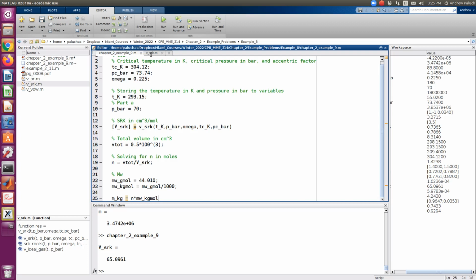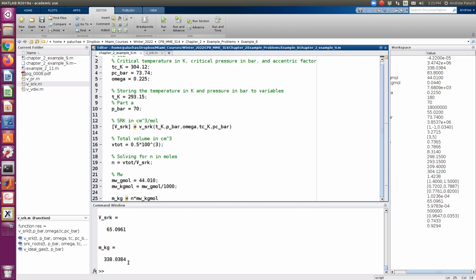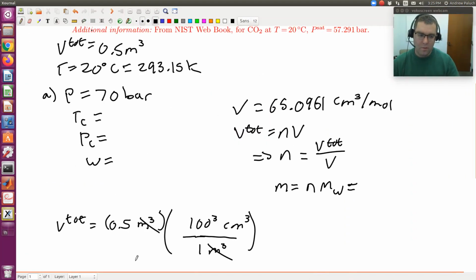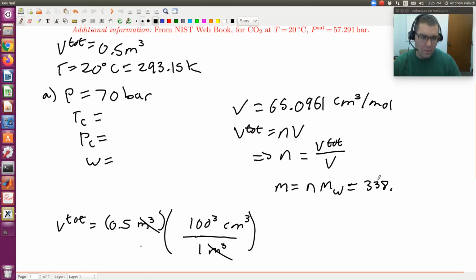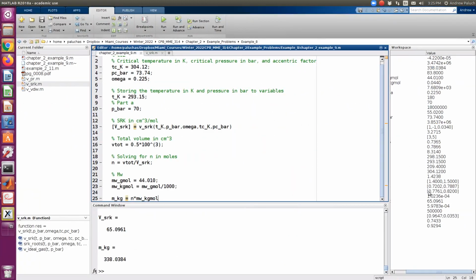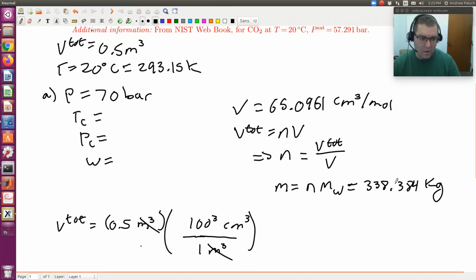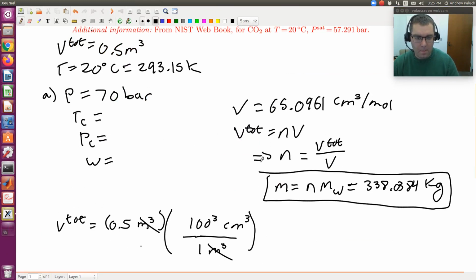And that is 338.0384 kilograms. I forgot a zero. Cool. So that's part A.